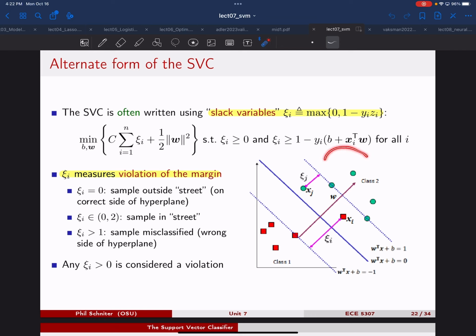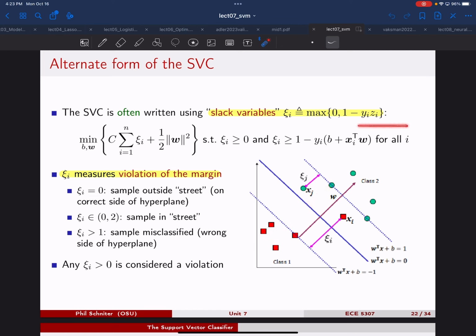So any points that are outside the street and on the correct side of the street would have the slack variables equal to 0. If you're on the correct side of the street, but on the edge of the street, that's also 0. But as you get into the street, the slack variable increases. Eventually, once you get to the boundary, it becomes 1. Once you get to the wrong side of the edge of the street, it becomes 2. And once you keep going, it just gets larger and larger.